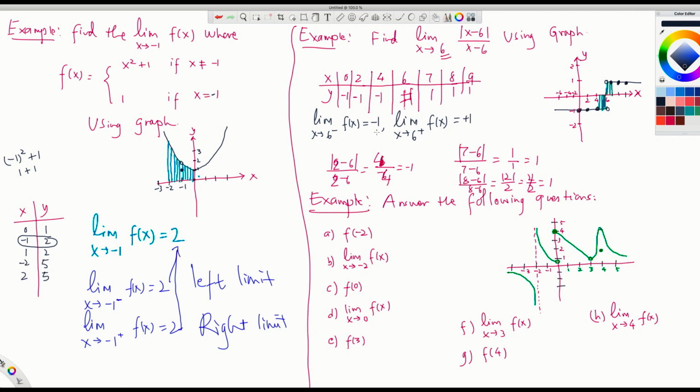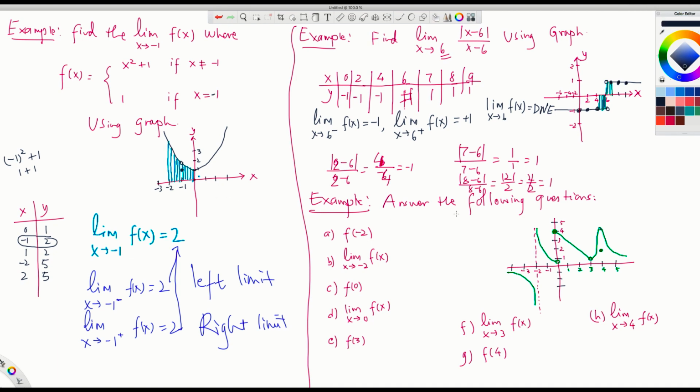So from the left it is negative 1, from the right it is positive 1. Are they equal? No. So the limit does not exist. How do I write that? Limit as x tends to 6 of f(x) does not exist, DNE. That is how we write the does not exist case. Okay, guys? Let us see the last example now.